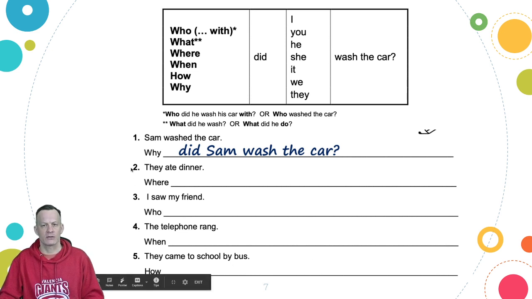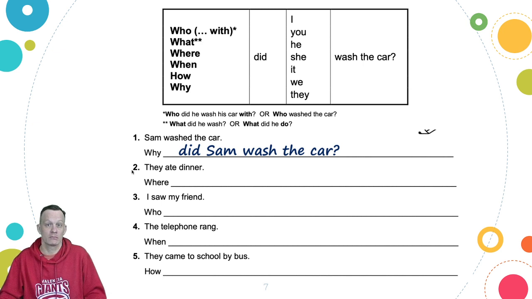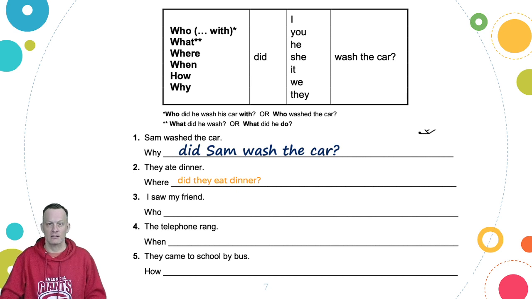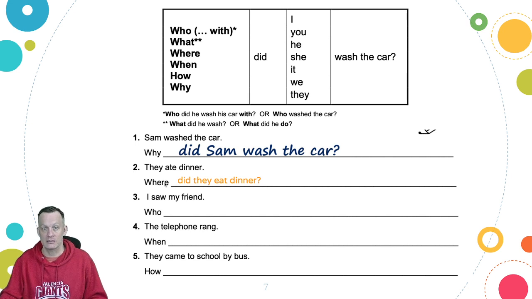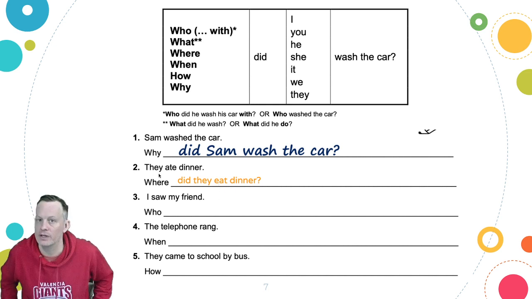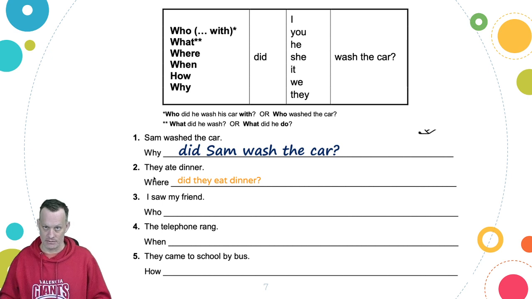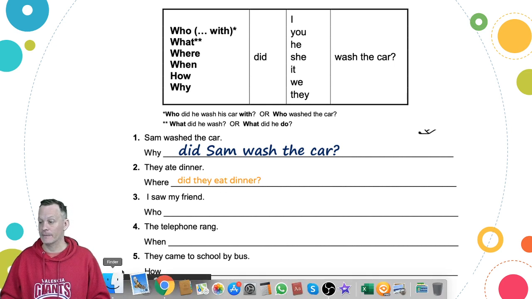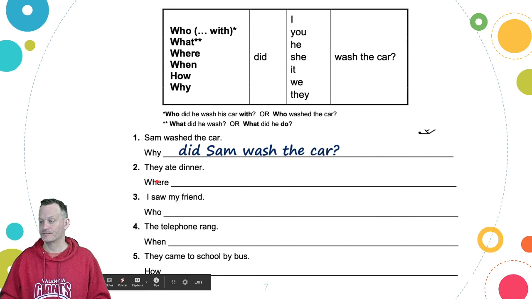They ate dinner. Okay. Where? Where did they eat dinner? Notice did and eat, the infinitive of ate. So we do not use ate, the past. No, we use did plus the infinitive eat. Let me get my pointer.